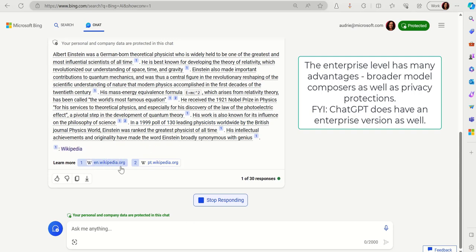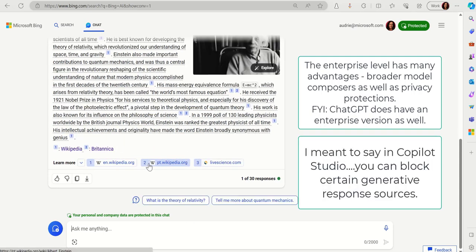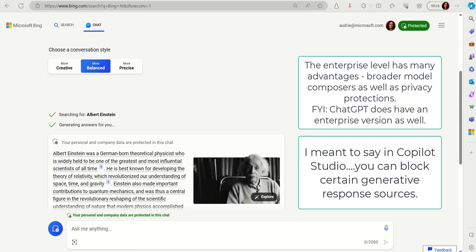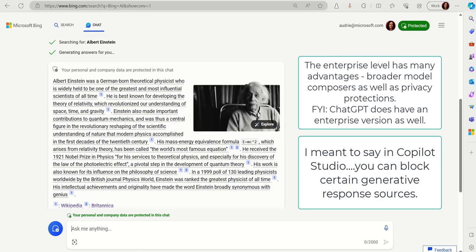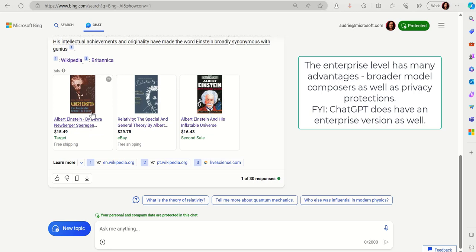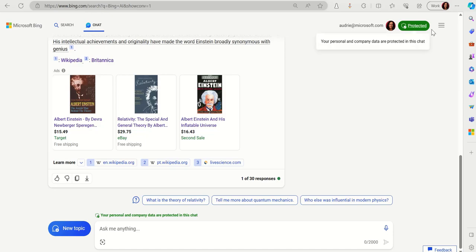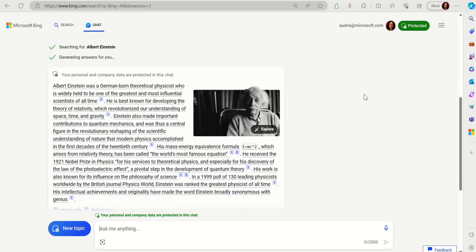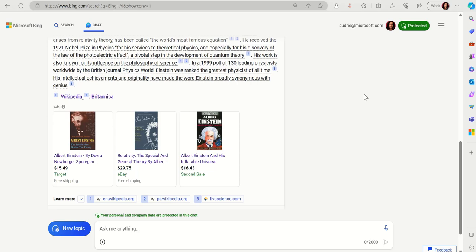For instance, you see this wikipedia.org. In Copilot, we can actually block certain sources from responses, where you can use a little snippet of code to say, don't include Wikipedia. And so notice here with the enterprise version, I've got a picture of Albert Einstein. I've got all of the books about him, and I've got supplementary questions. So here I'm protected, but I'm also going to get a lot of relevance suggestions, relevance at the enterprise level as far as that goes.